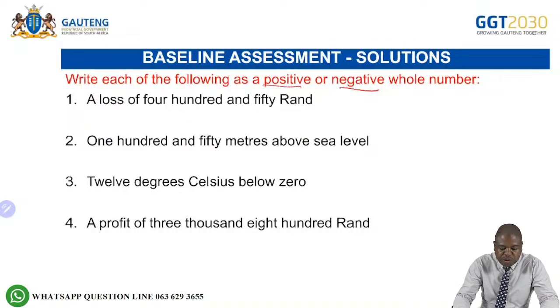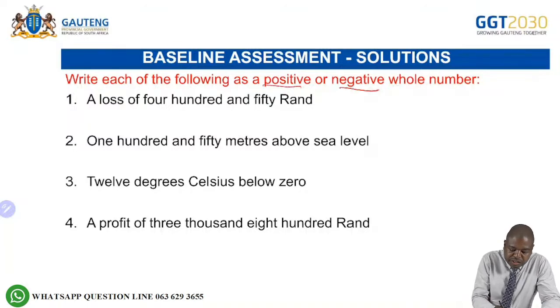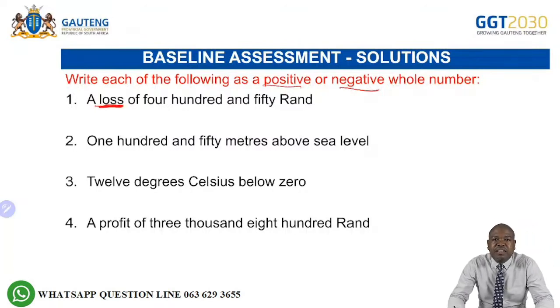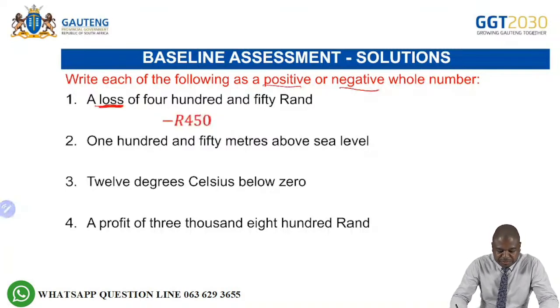Right. Let's start with number 1. A loss of 450 rand. The word loss. If you are talking about loss, what are we referring to? Is it a negative or a positive number? If you are talking about loss, it means it is a negative. So it's a loss of 450 rands. You are supposed to write it as a negative 450 rands. Right?